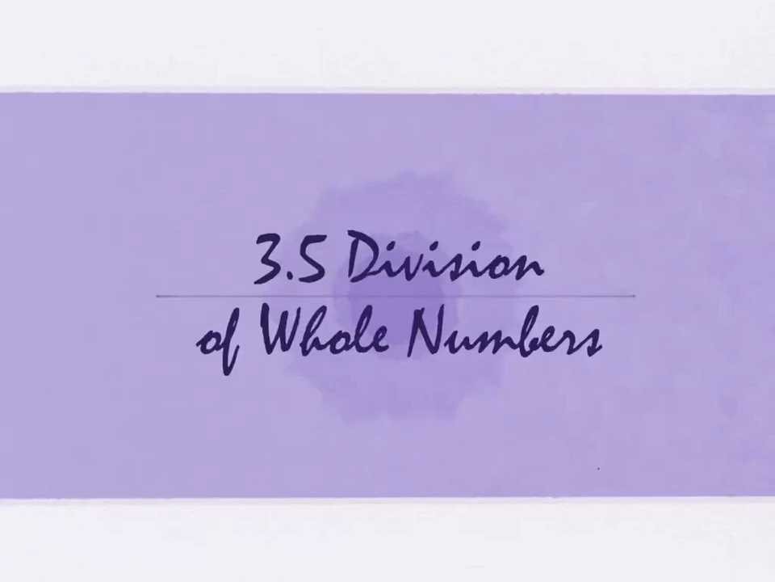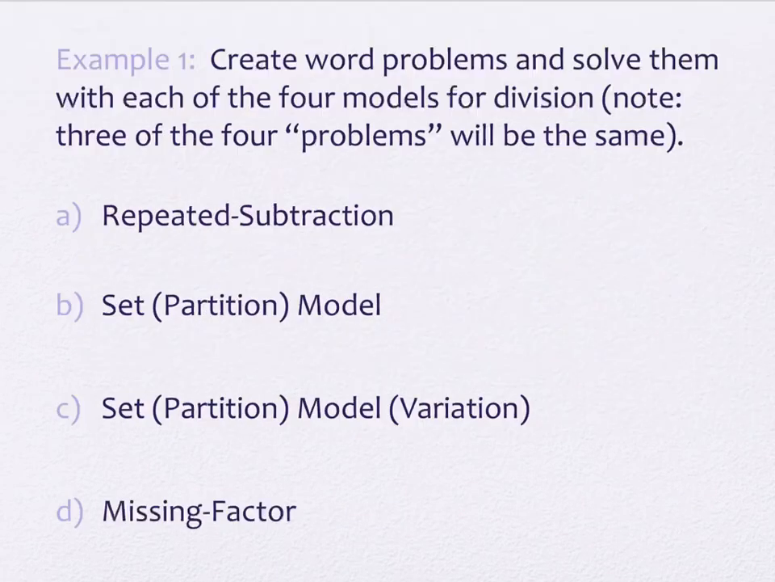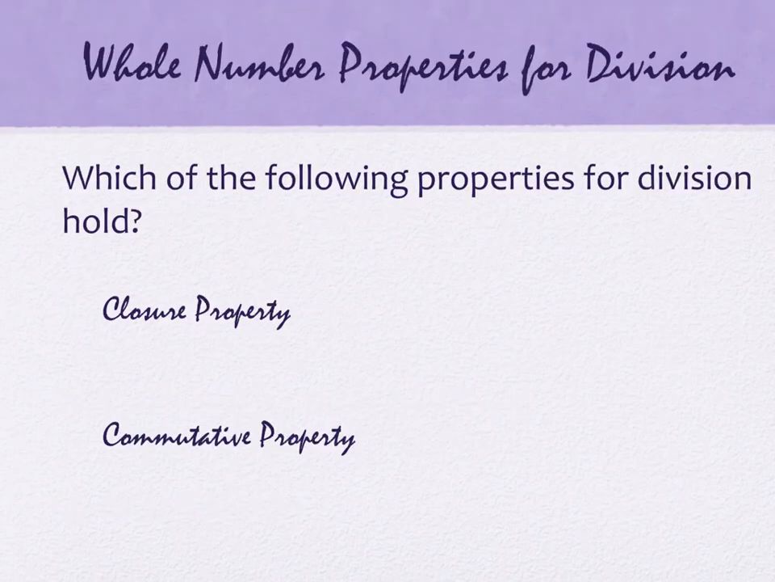Okay, section 3.5, we're going to finish this one up today. This is division of whole numbers. And the first thing we're going to do is going to feel like, same song, second verse, to what we did in subtraction: we're going to take a look at our properties and note which properties will hold for division, okay?